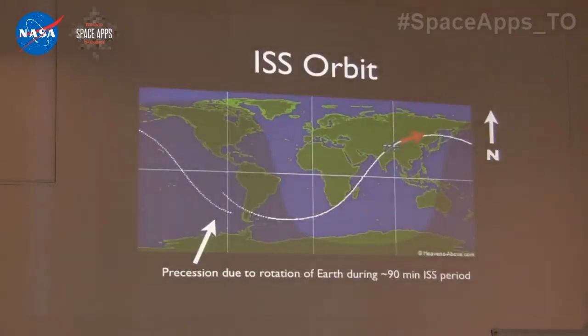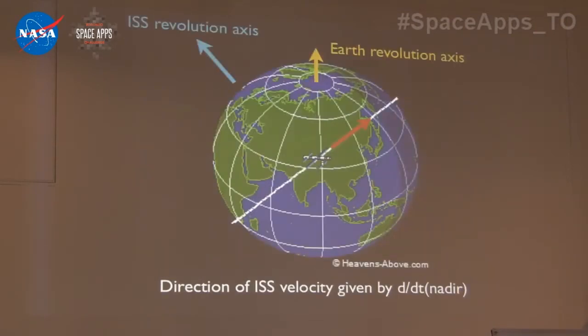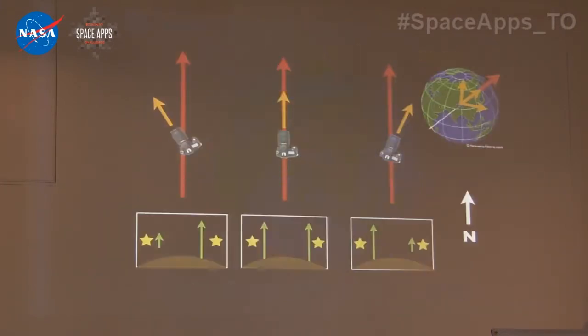So the ISS follows a known orbit. You can find it anywhere online, so you can get the ephemerides of that. And so the ISS has its effective rotation axis shown in blue, and the direction of the ISS velocity is just given by the time derivative of the nadir.